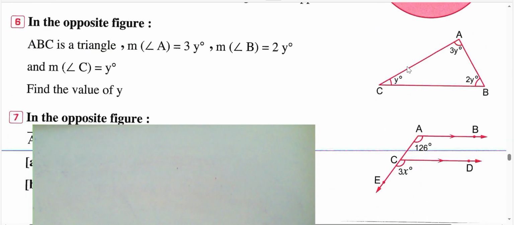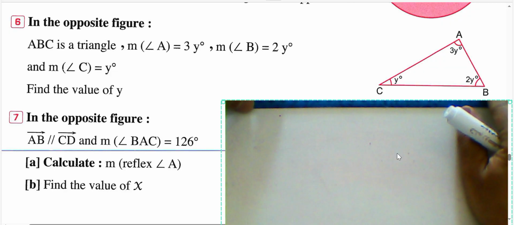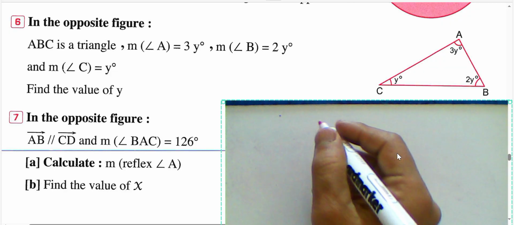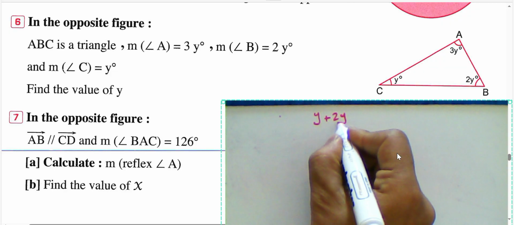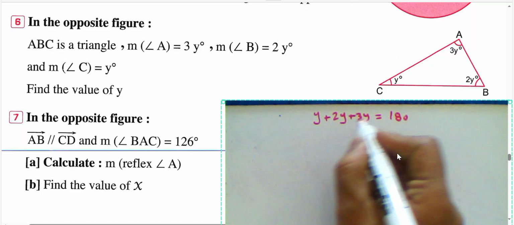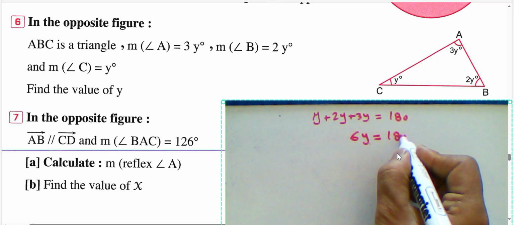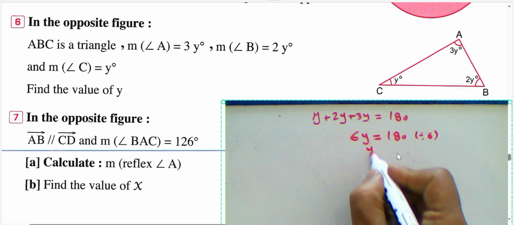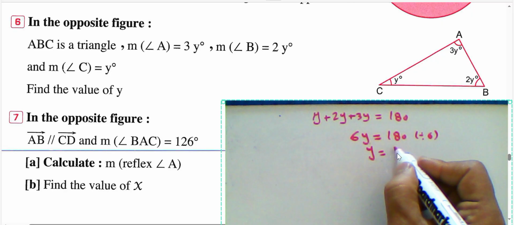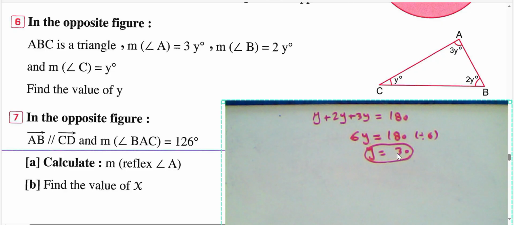Next question. In the opposite figure, find the value of y. We have here a triangle, the sum of interior angles equal 180. And then we have y plus 2y plus 3y equal 180. 1 plus 2, 3, 3 plus 3, 6. 6y equal 180. We can divide by 6. 180 divided by 6 equal 30. The measure of y equals 30 degrees.